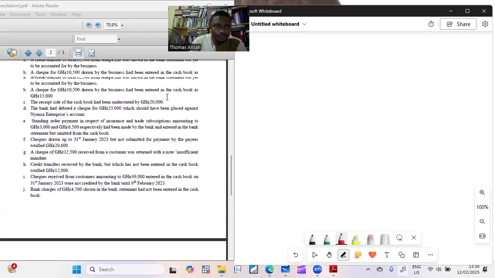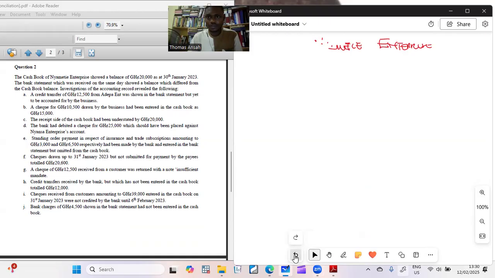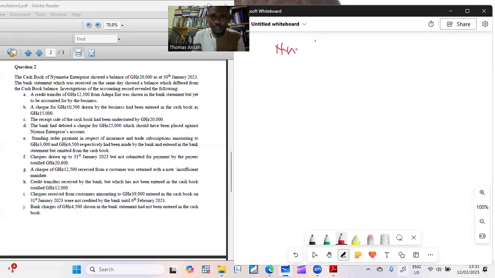So in whose books is this? This is Nyametie Enterprise. The pen is misbehaving. Let's see what has happened. As if I did not use my dead copybook in school.